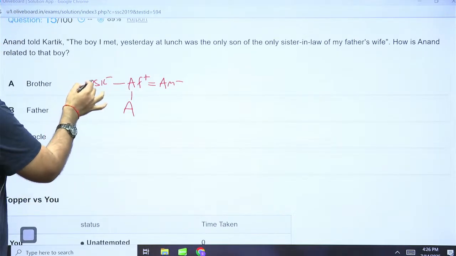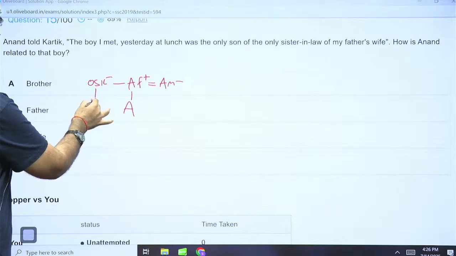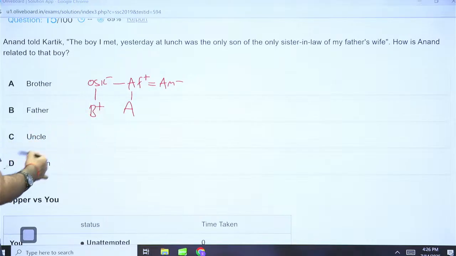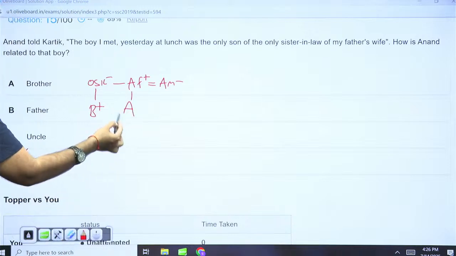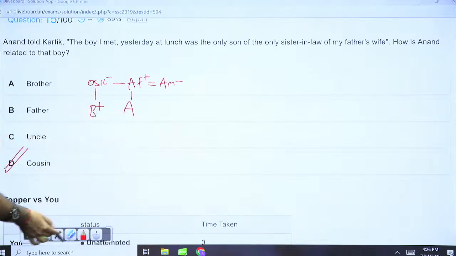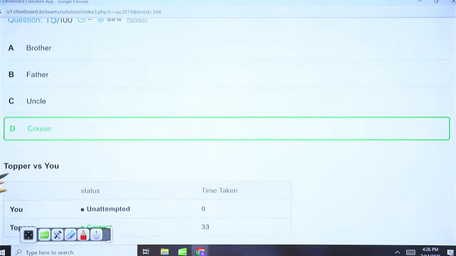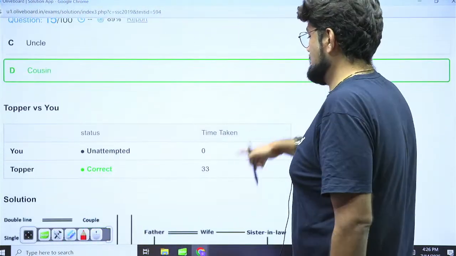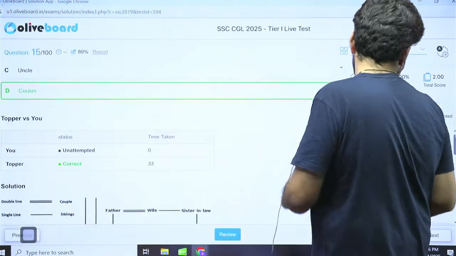And only son, the boy. This is the boy. How is Anand related to that boy? We can see he's the cousin. That's it. Cool. No cousin brother, no cousin sister, and this is gender neutral. We don't know whether Anand is a male or a female, but still, cousin is the answer we can give despite being gender neutral, despite being gender unaware. 33 seconds, not bad. Very good.